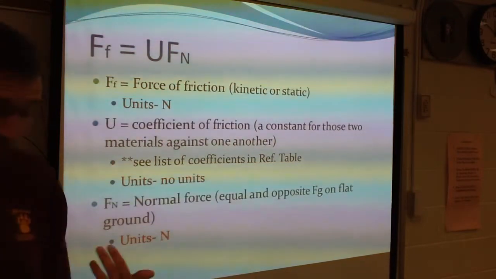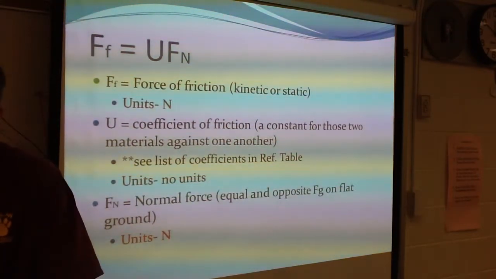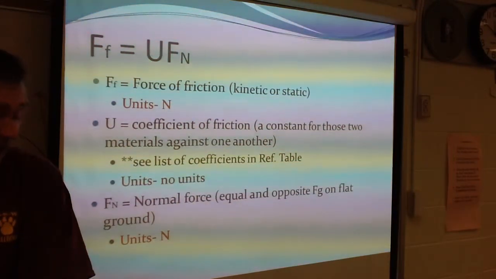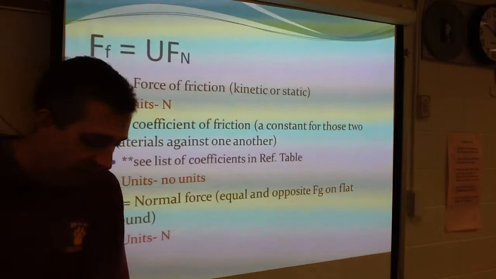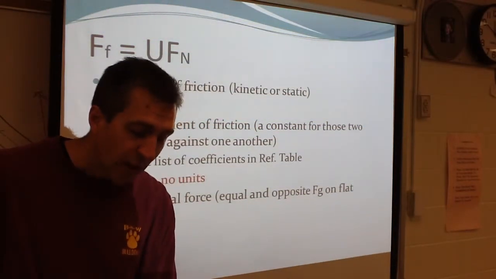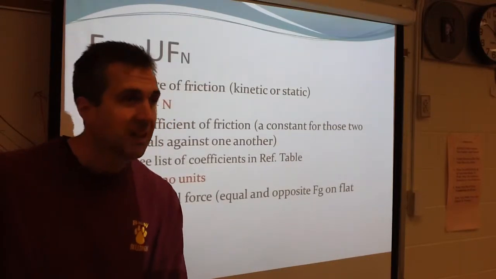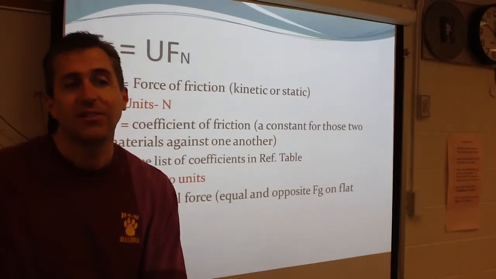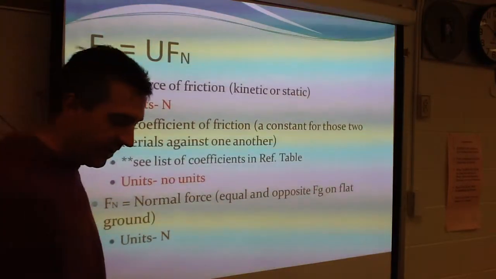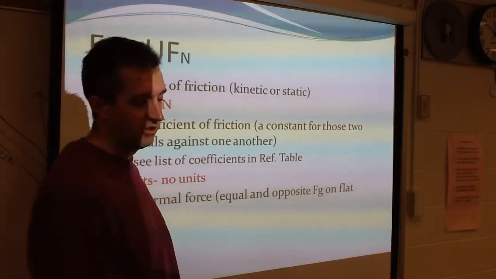Like one of the ones that has a pretty high value is rubber on concrete. Makes sense, since you put rubber tires on cars and they drive across concrete or asphalt. So that's a pretty high number. A low number is like a waxed ski on snow. The concept there is you want to go fast on your skis, so it slides pretty easily, so it's a low coefficient number.